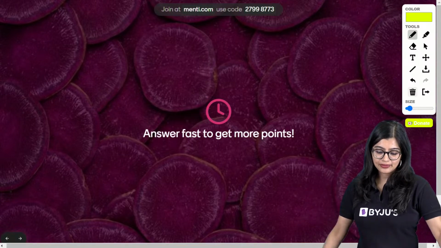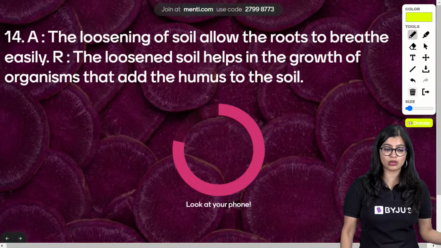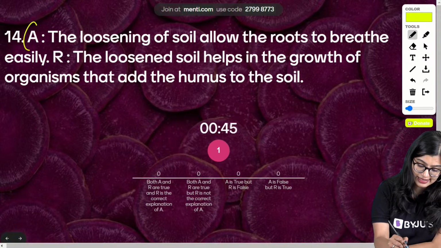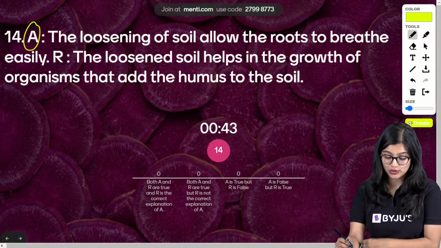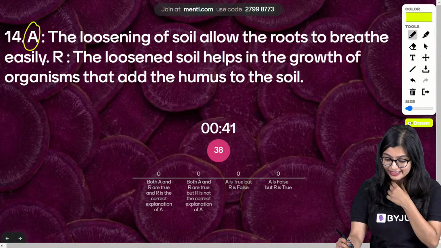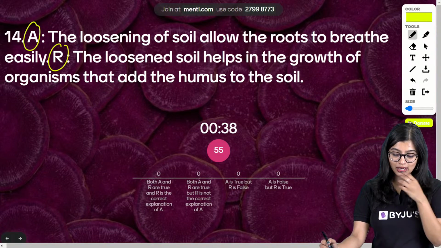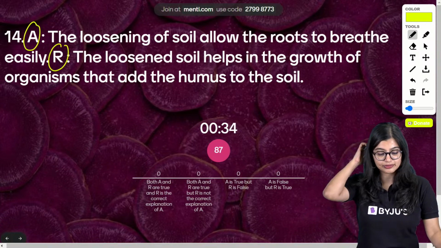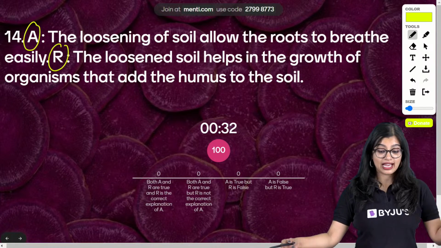All right. So now, of course, let's move on to another assertion reason question. Assertion A says that the loosening of soil allows the roots to breathe easily. Reason being that the loosening of soil helps in the growth of organisms that add humus to the soil.